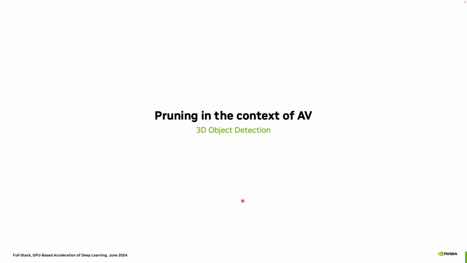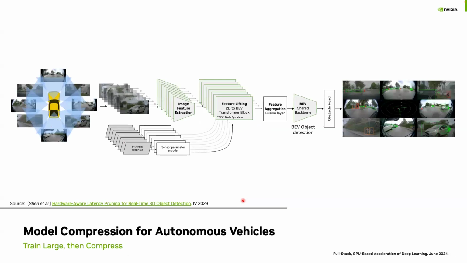Here we show a little more about pruning applications in the context of autonomous driving, especially for 3D object detection. This is the detection pipeline that we used for our experiment. The model takes inputs from 8 cameras mounted around the vehicle. Then we extract the features independently for each image, then transform the features from 2D space into the bird's eye view. Then the features in BEV space will be fed into a shared backbone. Then we perform the detection in 3D space.